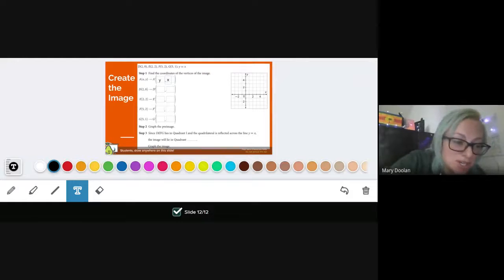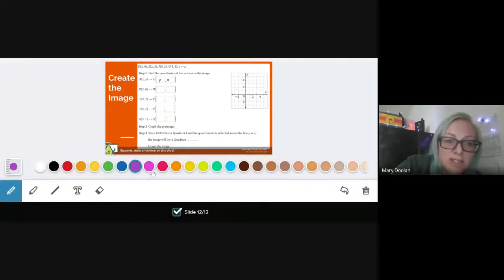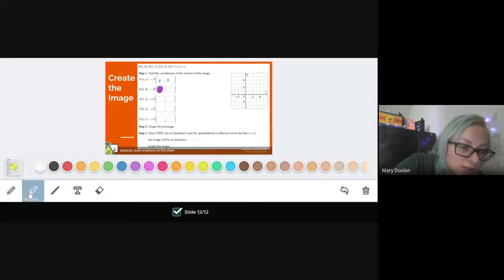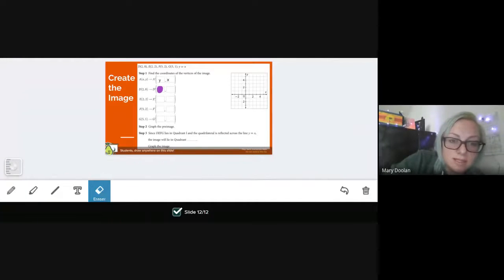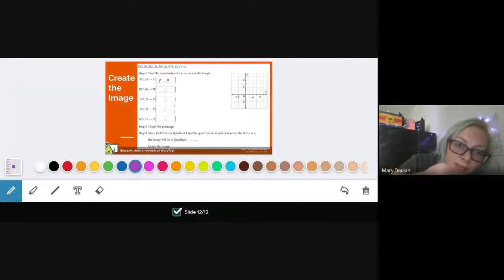So maybe I'll just try using the pencil tool next. 2, 0 will then become 0, 2. Yeah, see, that's way too thick. Oh, there it is, there's the size tool. So I'm going to erase. 2, 2, when you switch it around, is still 2, 2. 5, 2, when you switch it around, you get 2, 5. 5, 1 becomes 1, 5.